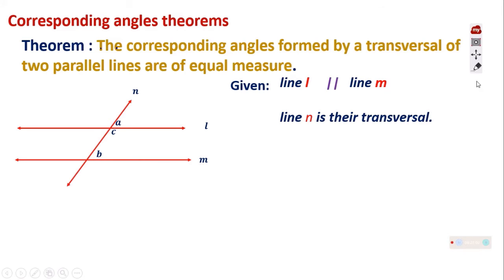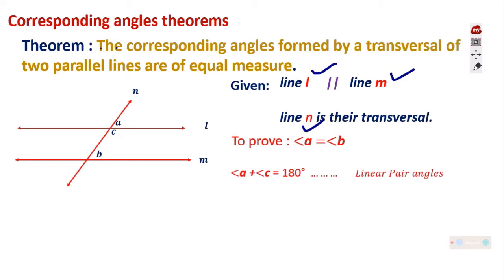We know that line L is parallel to line M, given, and N is the transversal, right? Now in order to prove that angle A is equal to angle B, we know that angle A plus C is 180 because it is a linear pair on a line.